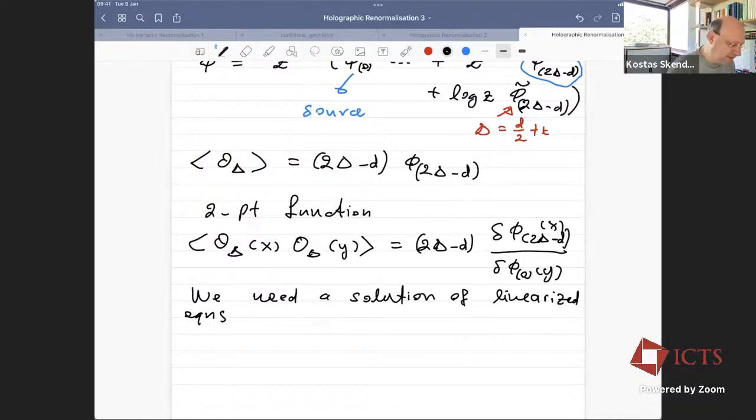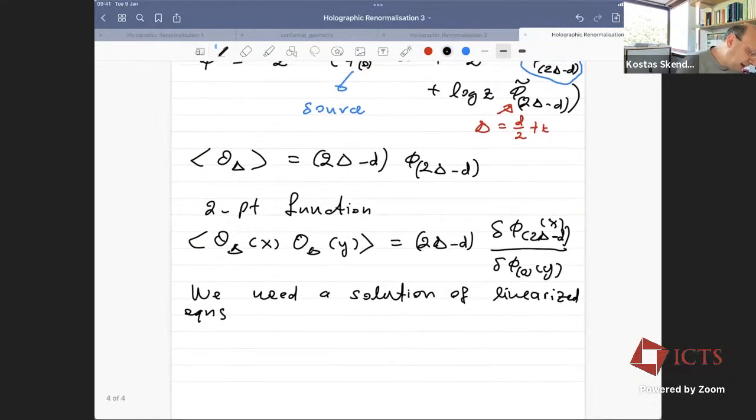Now, this is the first part, which will be different in a moment. Now, in Euclidean AdS, given sources.